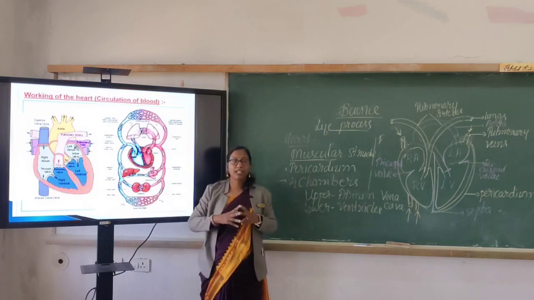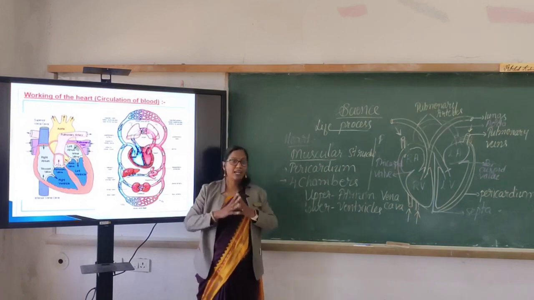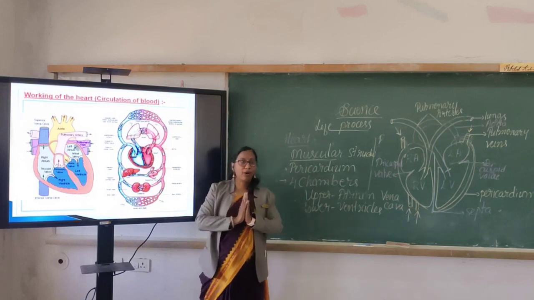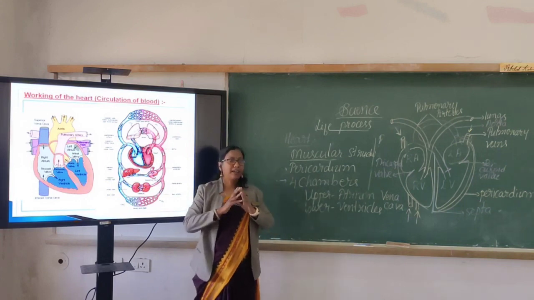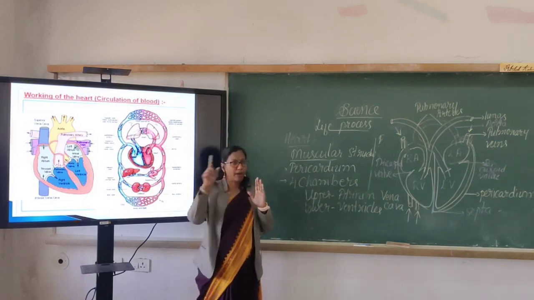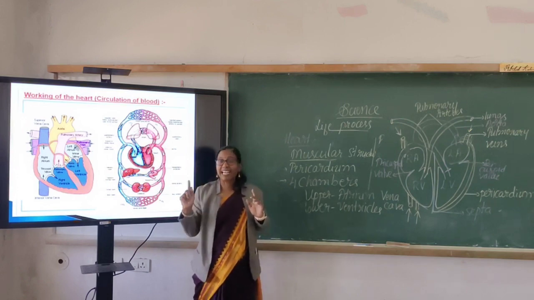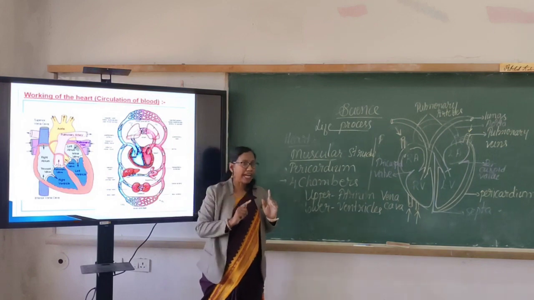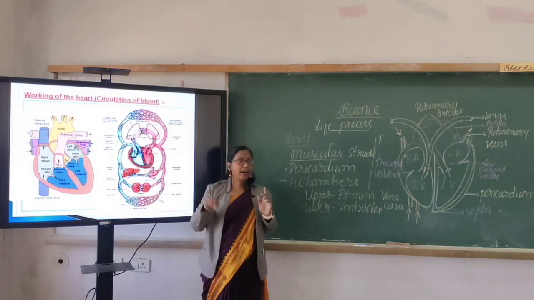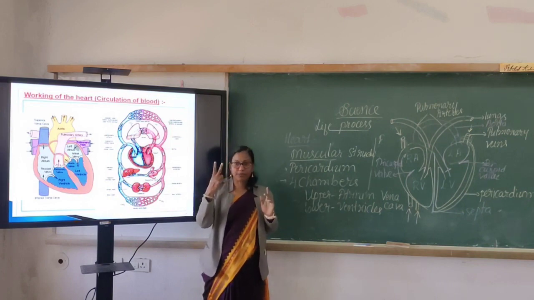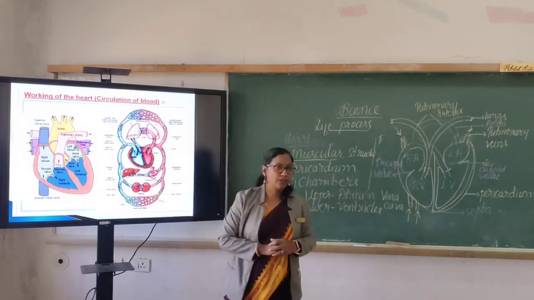This type of circulation is called double circulation. In the human body, double circulation takes place. Double circulation means, for one complete circulation, it takes how many seconds? 0.8 seconds. And within 0.8 seconds, the blood will enter into the heart how many times? 2 times. So that is why human circulation is called double circulation.